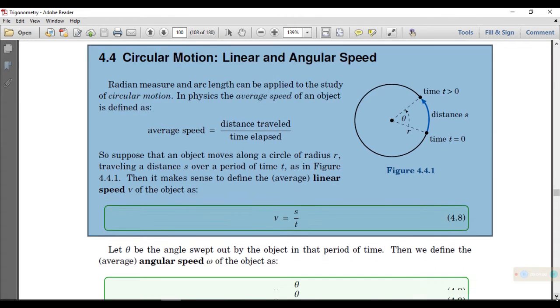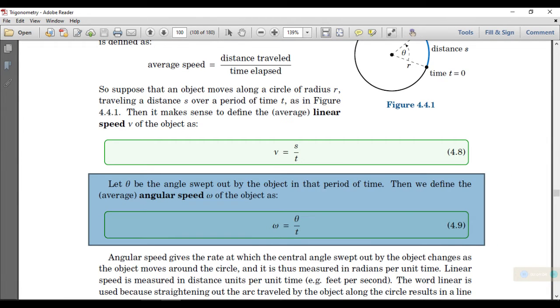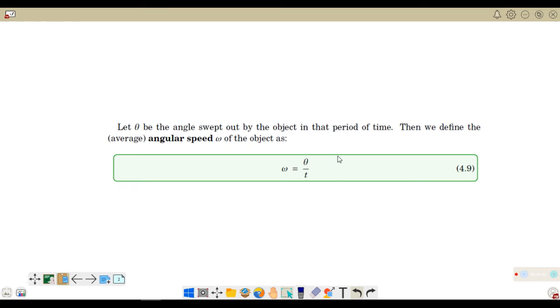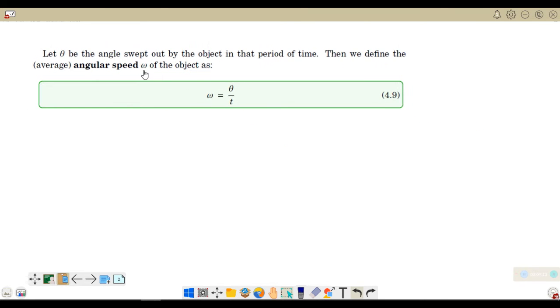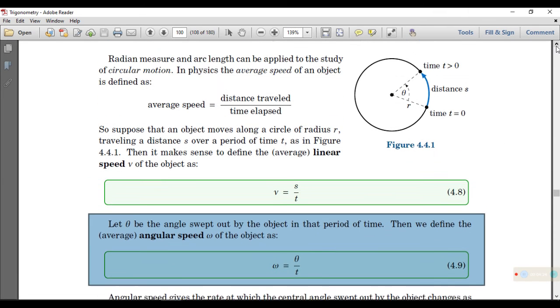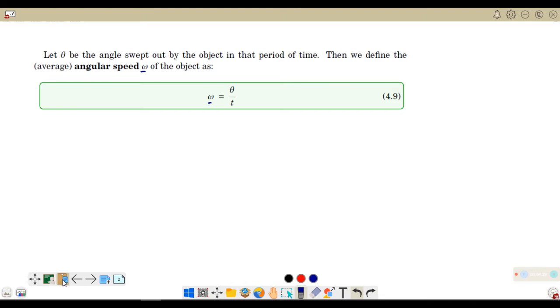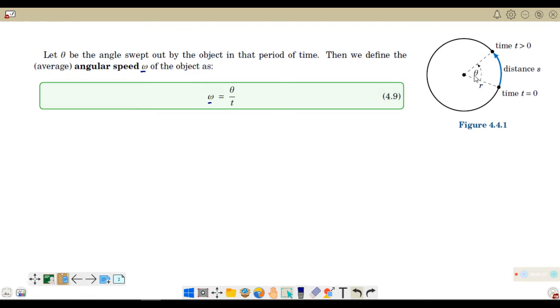Now, let's go to angular speed. So, dito sa angular speed, may bago ulit tayong symbol na i-introduce. So, this symbol here, unahin ko na para dire-diretso tayo mamaya. This symbol here is omega. So, this is the Greek letter omega. So, let theta be the angle swept out by the object in that period of time. Okay, so this is theta. Yan. Ito yung central angle that was covered by your movement.